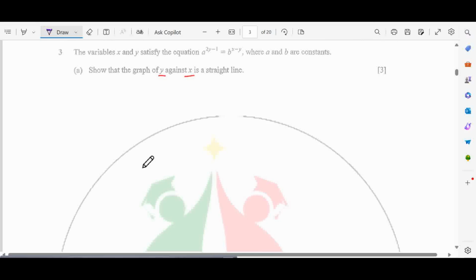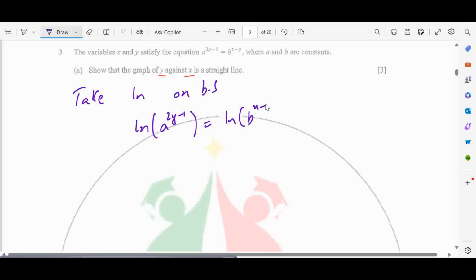The next question is: the variables x and y satisfy this equation. First of all, we can take natural log on both sides. If we take natural log on both sides, this will be natural log of a to the power 2y minus 1 is equal to natural log of b to the power x minus y. Now we can use the power rule. (2y minus 1) into natural log of a is equal to (x minus y) natural log of b.